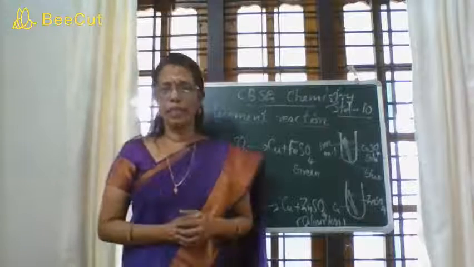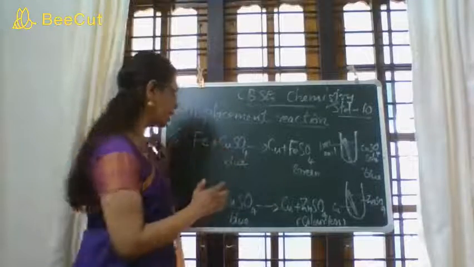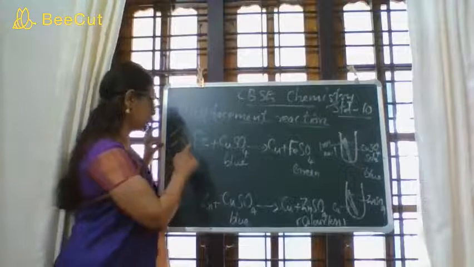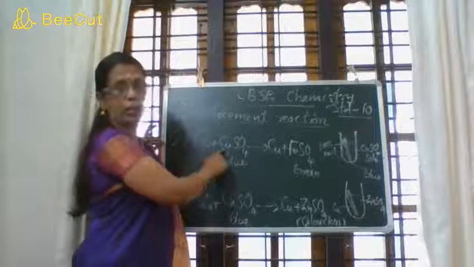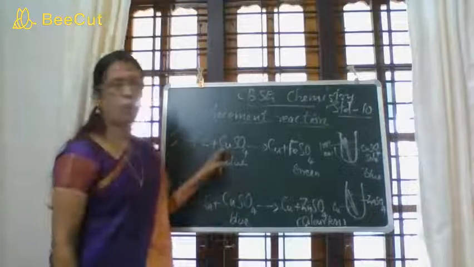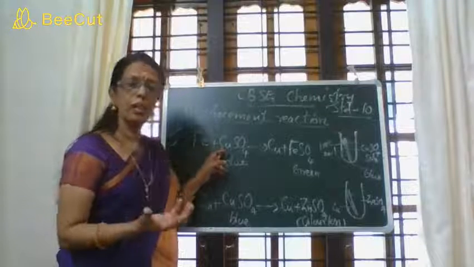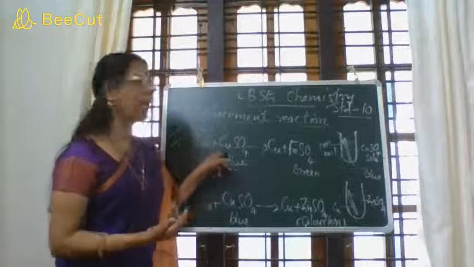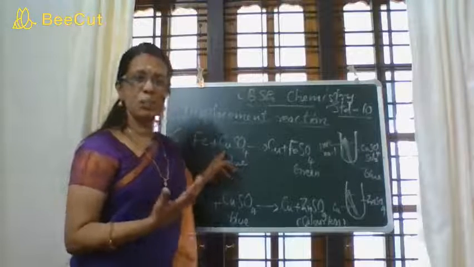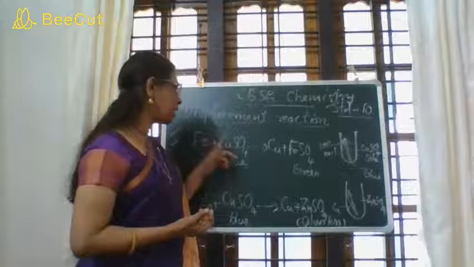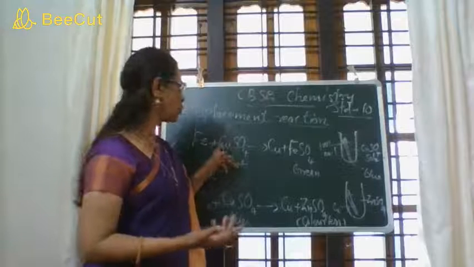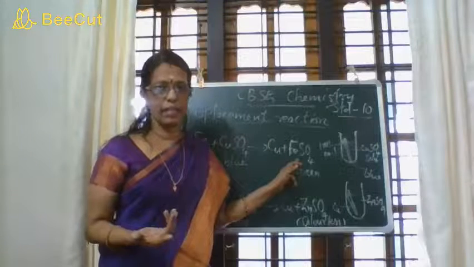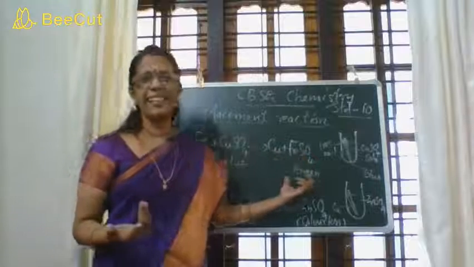What is the reason for that? That is the displacement reaction. Here, iron being more active, more reactive, displaces copper from copper sulfate. In copper sulfate, the position of copper is displaced by iron. That is why this is called a displacement reaction. Iron displaces copper from copper sulfate solution, and it is changed into iron sulfate, or ferrous sulfate, we can say. This ferrous sulfate is green in color.